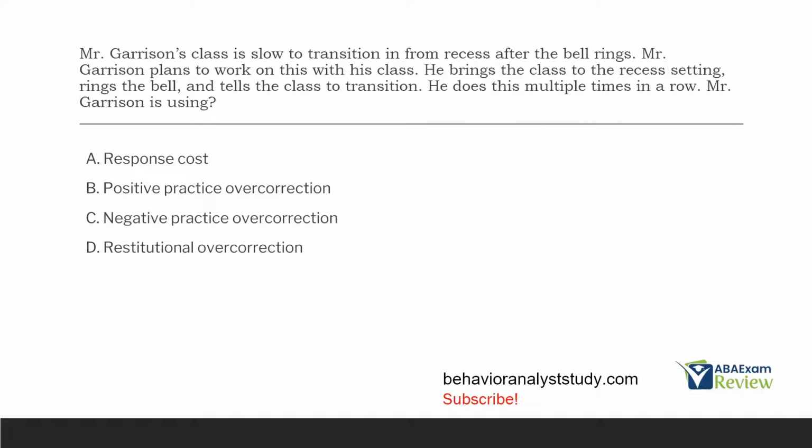Mr. Garrison's class is slow to transition in from recess after the bell rings. Mr. Garrison plans to work on this with his class. He brings the class to the recess setting, rings the bell, and tells the class to transition. He does this multiple times in a row. Mr. Garrison is using what? So we're looking at Mr. Garrison, and the key here, because we're always attacking the question, is he's doing this multiple times in a row. So we know he's trying to change a behavior, right? Because the class is slow to transition, and he wants to change that.